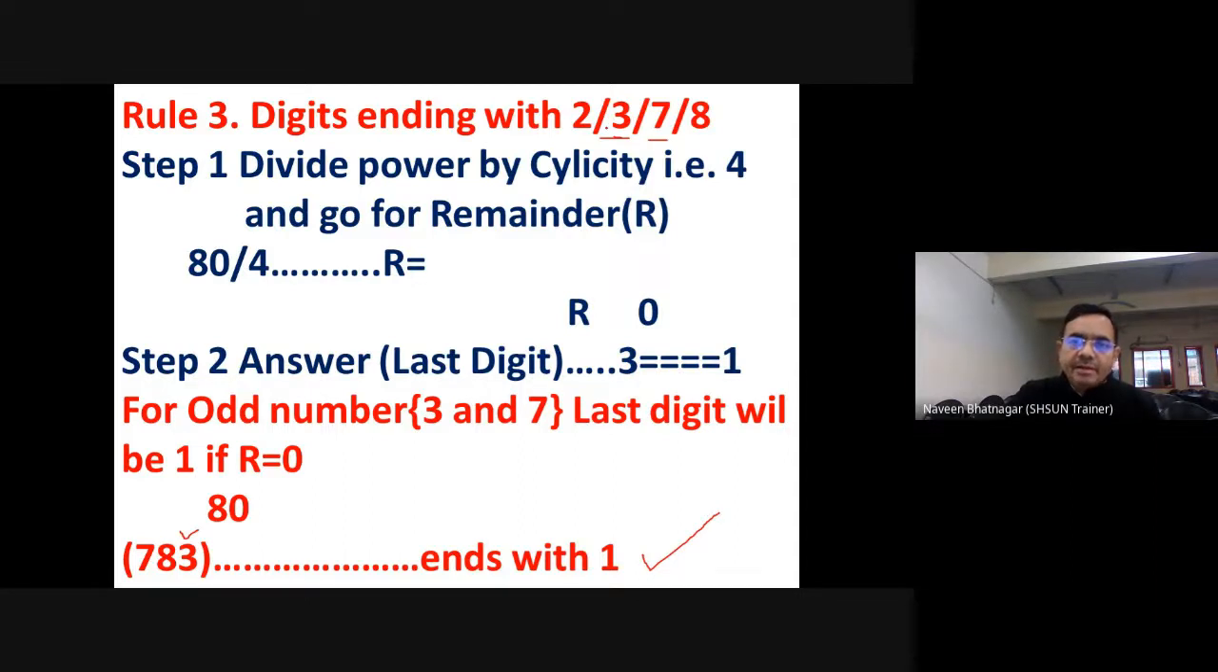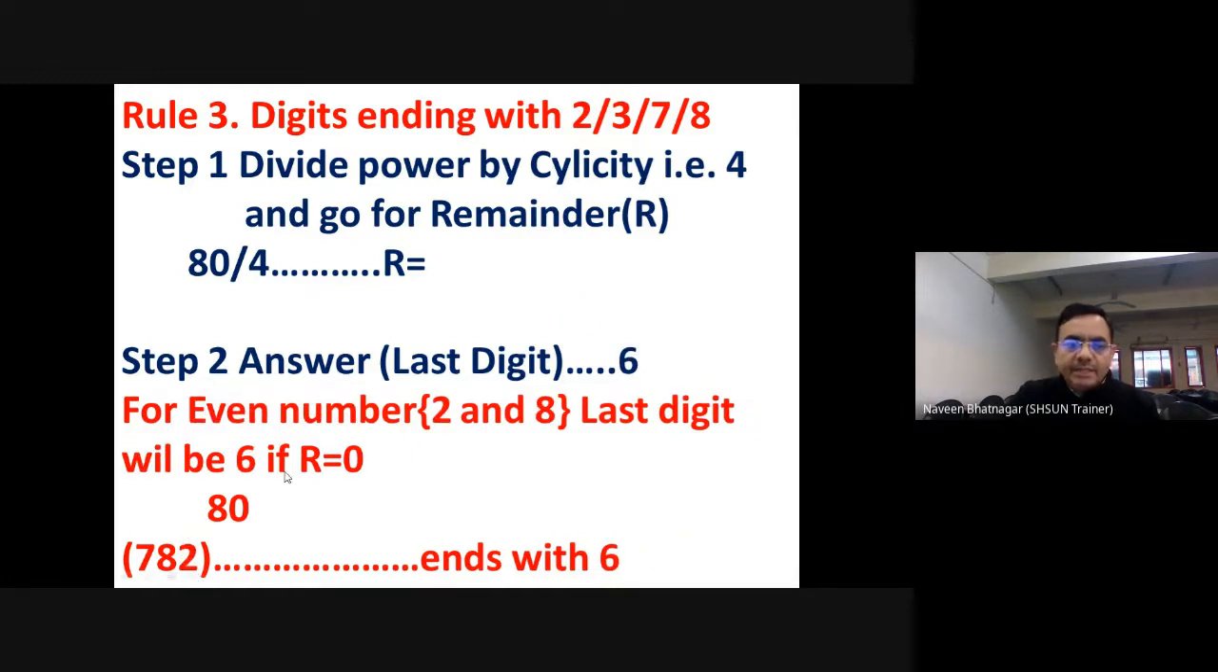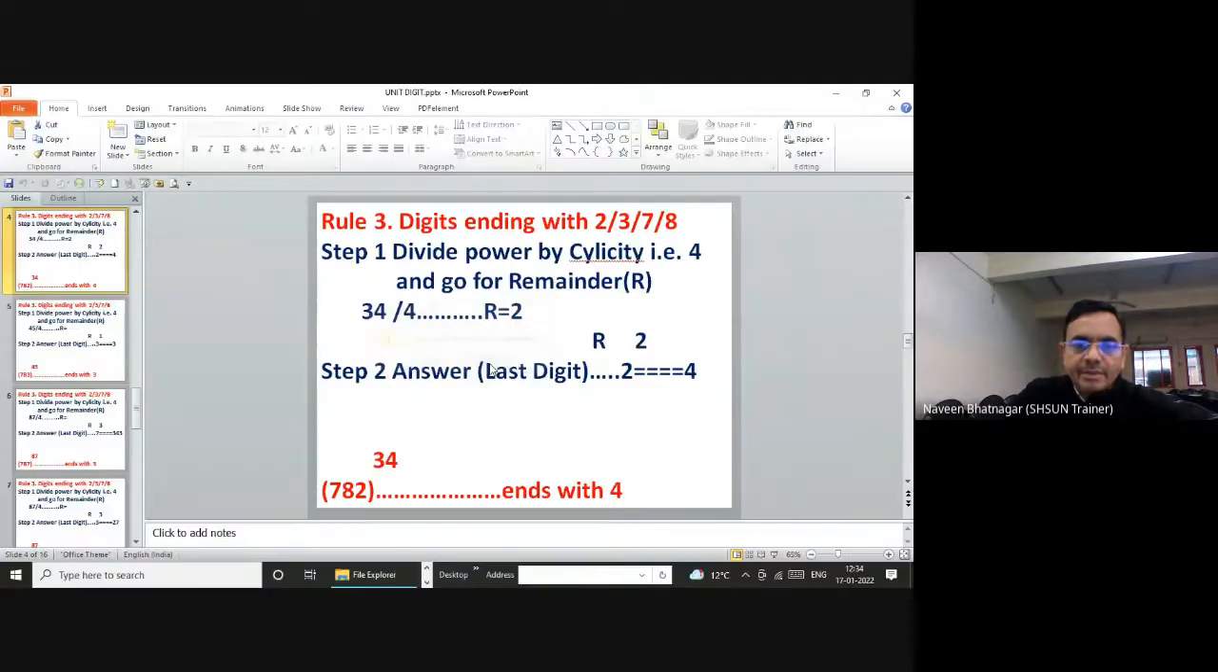But if the remainder is 0 and the last digit is 2 or 8, then there's one more thing: the last digit will be 6. This thing you have to remember.